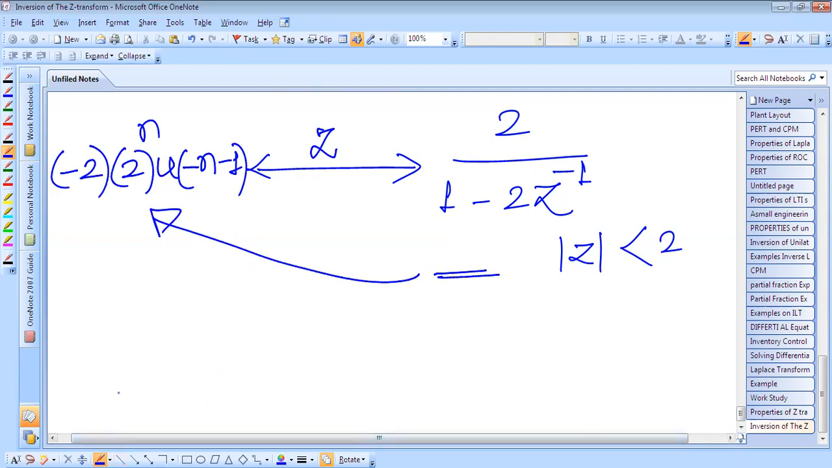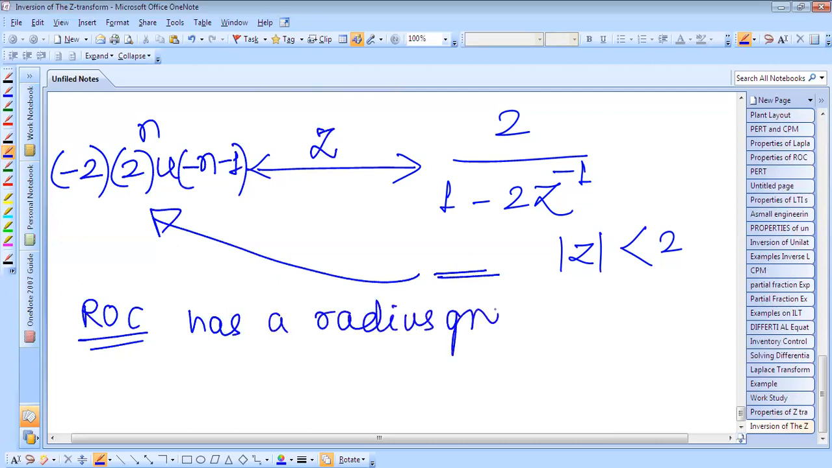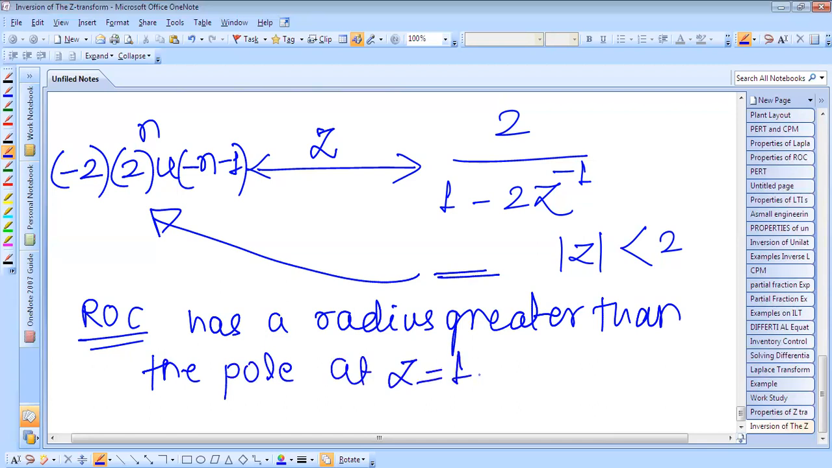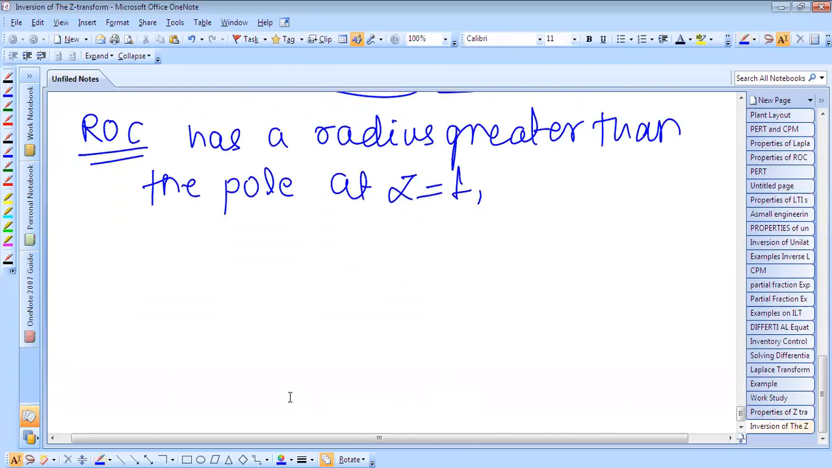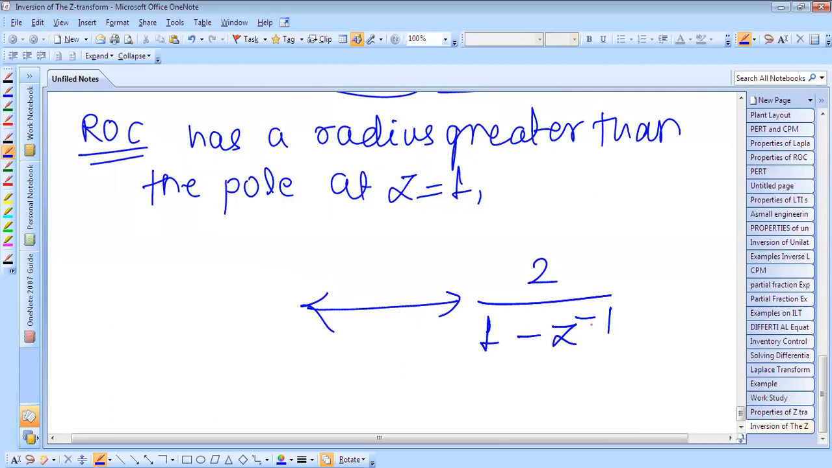Now the last term, that is, the ROC has a radius greater than the pole at z equal to 1. So this is the right-sided inverse transform. Therefore, the third term we can write here: 2 over 1 minus z raised to power minus 1. Its inverse z transform will be.